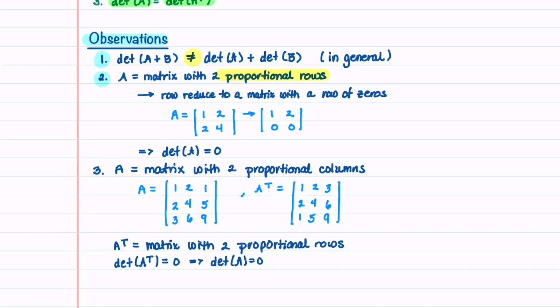When we have a matrix with 2 proportional rows, we can row reduce it to a matrix with a row of zeros. The determinant of a matrix with a row of zeros is just going to be equal to 0.